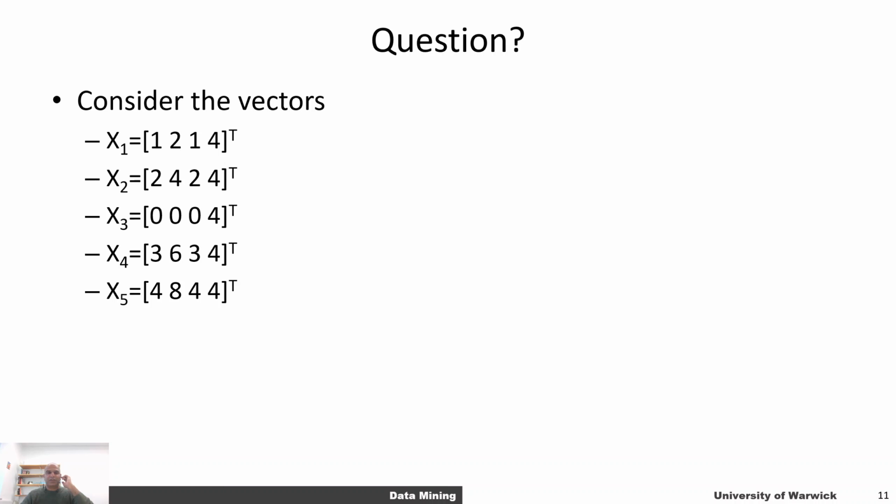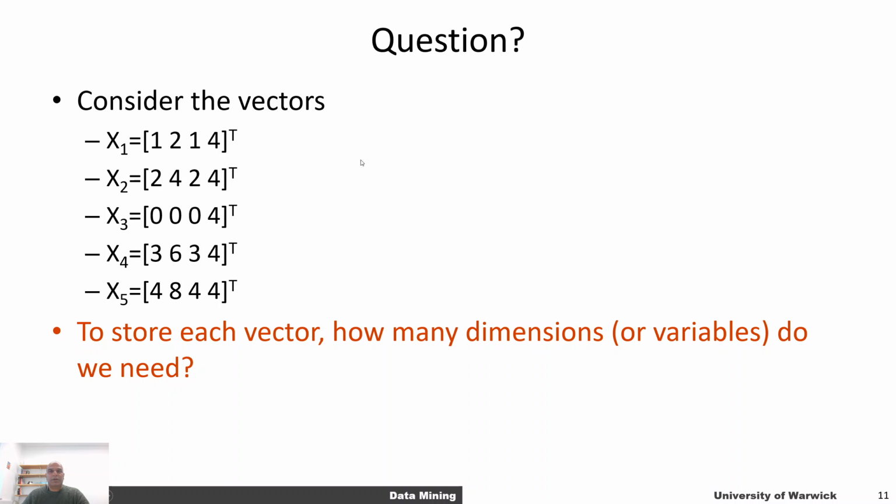Okay. Now this is a tricky question. On your screen are five vectors, x1 through x5. Each one of these has four numbers in it, or four different components or dimensions as we call them. And if you look at these four cases, the question I'm going to ask is, if we store all of these numbers, then we would need 20 different variables or 20 units of memory to store all of these numbers, 5 times 4. However, is it possible to reduce the number of variables that are required to store these numbers?